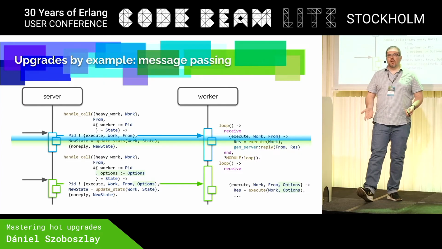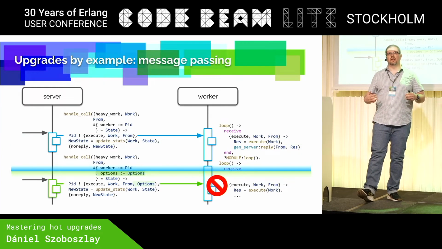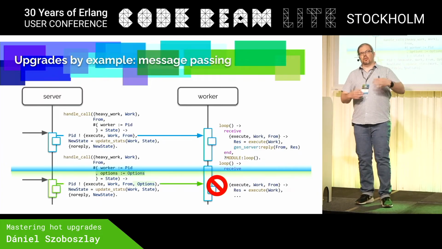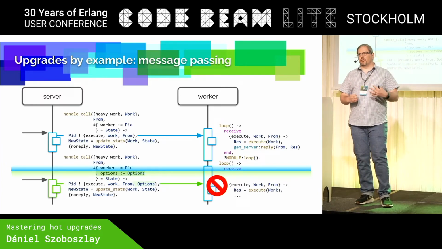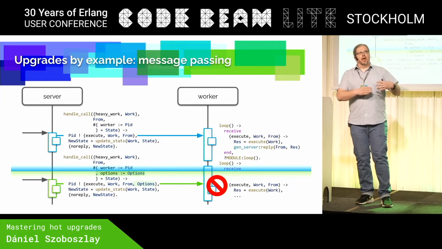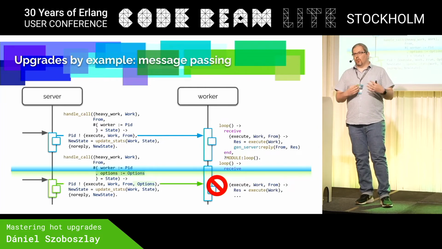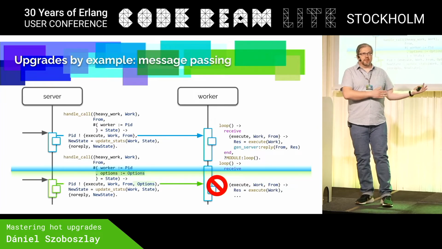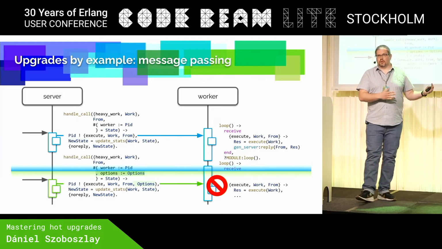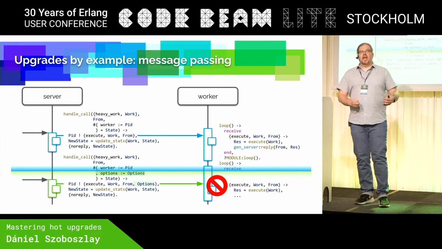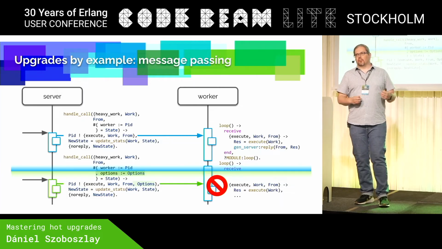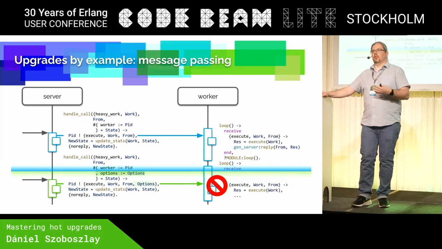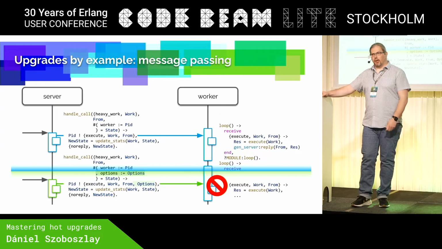But what happens if the code is loaded a little bit later, just after the worker started its next loop? Then it will still wait in its old version of the loop, but the server gets upgraded to the next version on the next request, and then it starts sending this new format message to the worker, which is not yet prepared to handle. You have a problem.